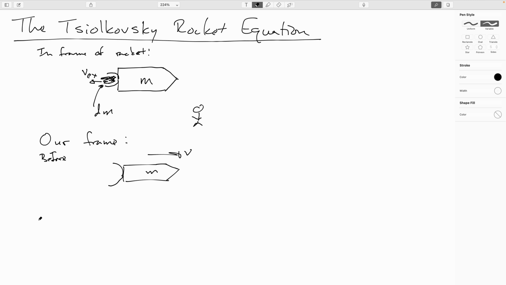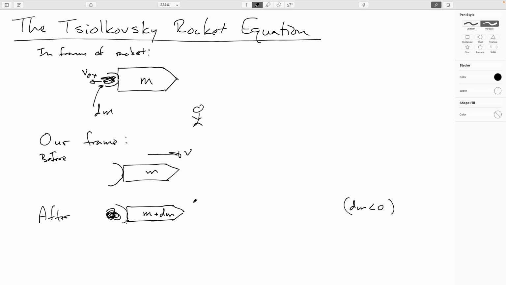And then after, we will have a blob of exhaust going out the back. Now bear with me for just a moment here. It's going to seem a little weird, but I promise this makes sense. We're going to say that the mass of the rocket has gone up by m plus dm mathematically. But we're going to observe that dm is less than zero.